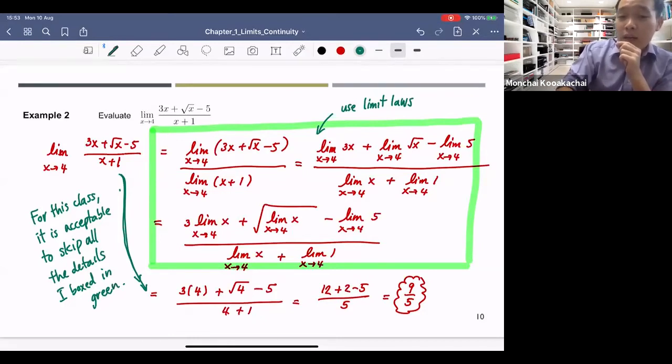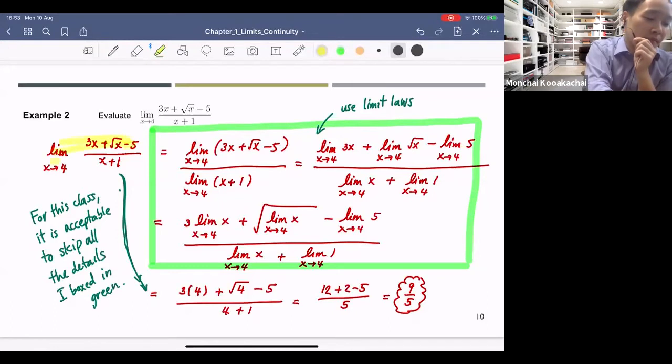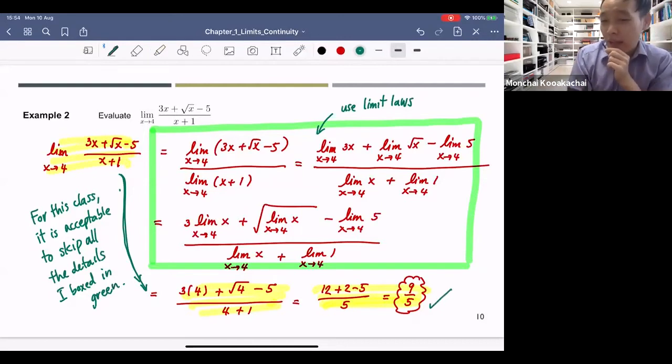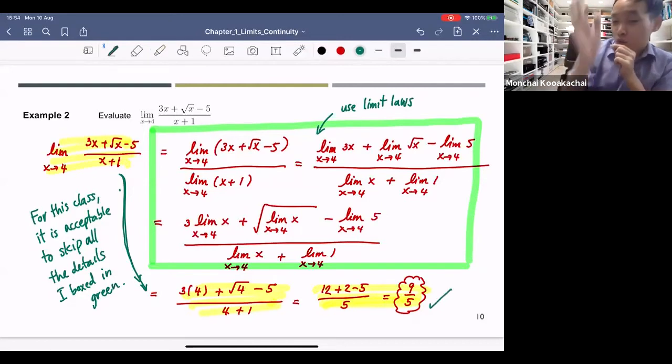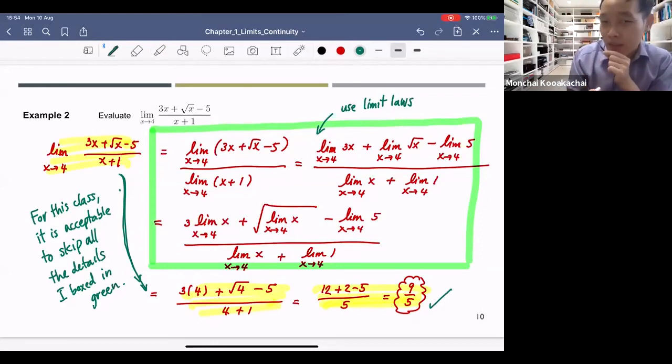So some of you asked in the chat, for homework, do we need to write something in the green box? The answer is no, you don't need to. In the homework, you can start from this and then go to this, acceptable. You get full credit. Does it make sense? So you can skip the thing in the box for homework, for exam, and for everything. So we trust you that you understand that this is done by using limit laws.